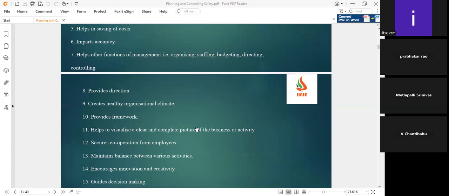and the controlling with the process department. The management has to provide the direction. Which direction we have to go? That means which direction in the sense of actual batch, in one batch you want 50 tons, or 25 tons and 25 tons. Like this they have to give the direction. And it creates a healthy organizational climate.